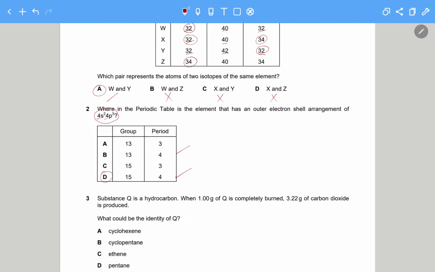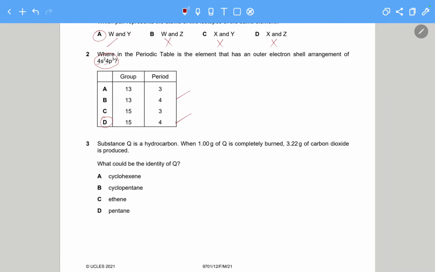Then we move on to question 3, and according to the examiner reports, this was one of the hard questions in this paper, and that is true because it is quite involved. So let's get on with it. Substance Q is a hydrocarbon. When 1.00 grams of Q is completely burned, 3.22 grams of carbon dioxide is produced. What could be the identity of Q?